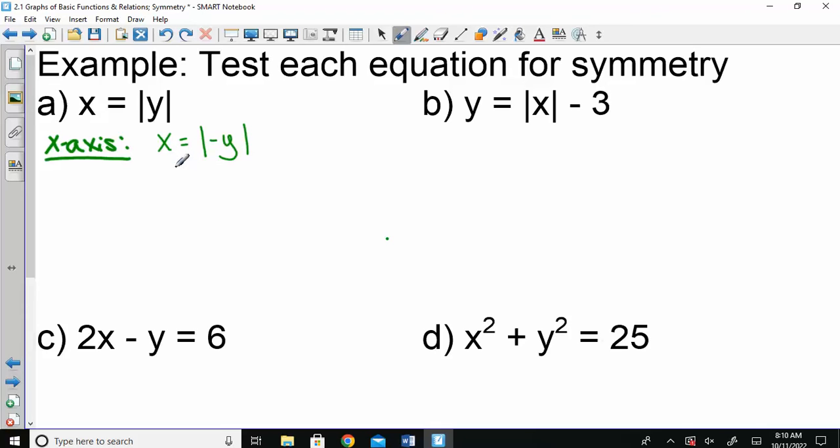Now what happens if you take the absolute value of a negative? It becomes positive. Is this what I started with? Yes, so this graph is symmetric to the x-axis. All right, so to check the y-axis, look at what we wrote down yesterday. If it's symmetric to the y, what's true? Yeah, so x is opposite. Positive x and negative x give us the same thing, so we make our x negative.